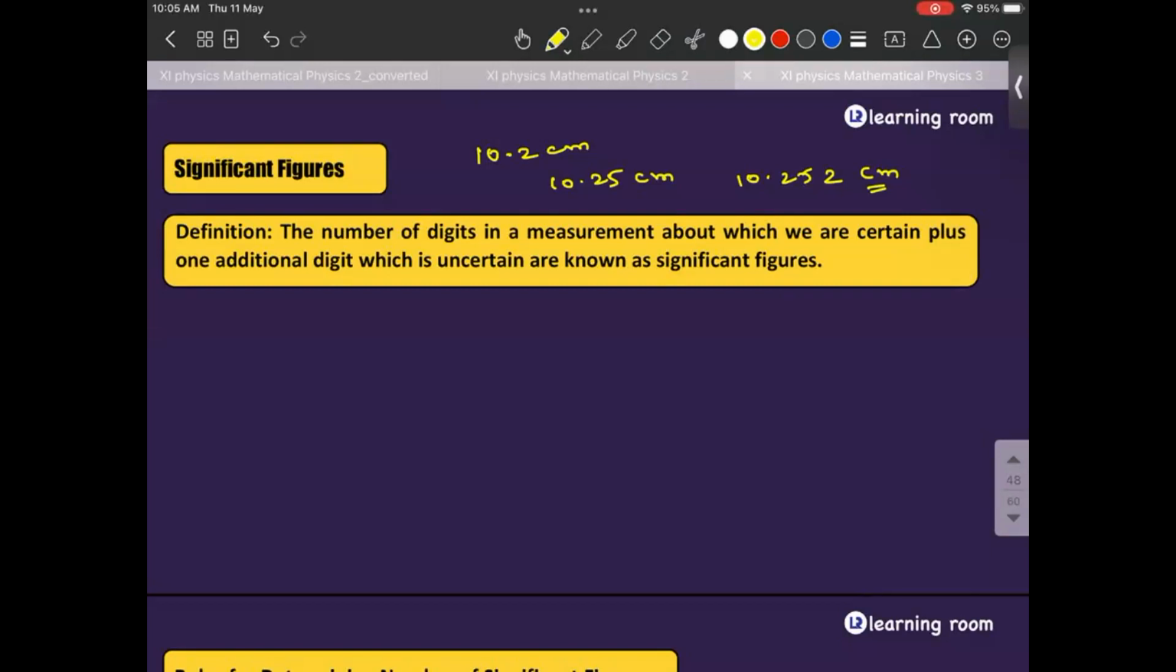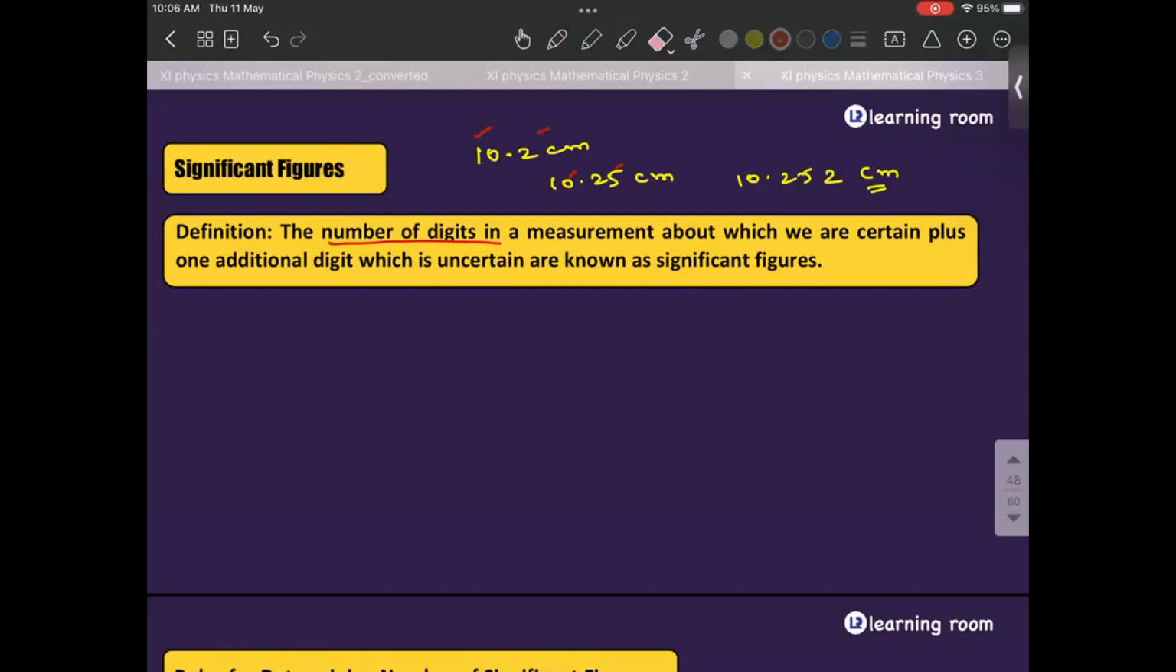So listen. When you take a measurement, there are certain things that you are going to calculate. They are going to have the number of digits about which we will be certain. What do I mean by certain? About which we are sure that this is the answer. If you look at all the three answers that were reported, this 10.2 was constant. The first two digits up to the first decimal are constant. After that, depending on the instrument in our hand, different people were able to report different answers like 10.2, 10.25, 10.252.